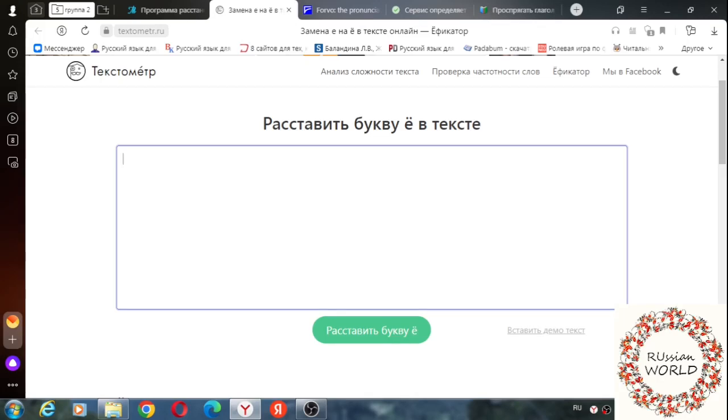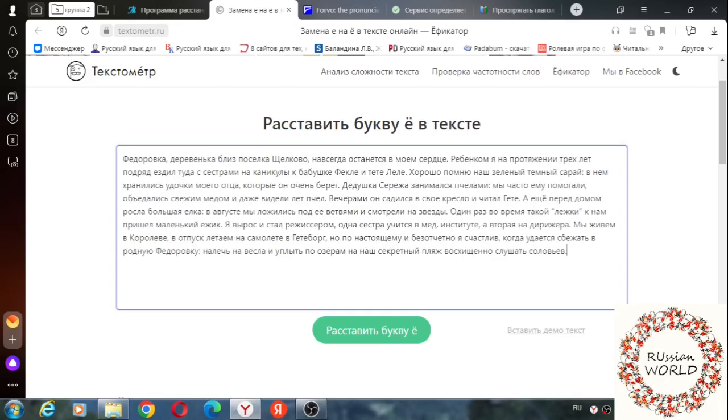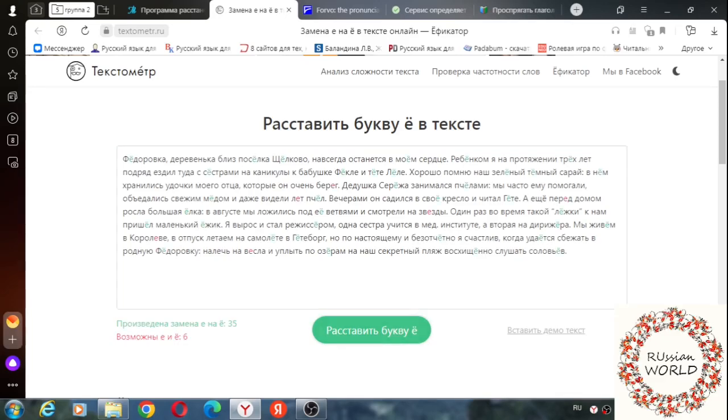Okay, the same as here. You can type some sentence, for example, or you can copy somewhere and paste. I will paste the text and also click the green button, and you will understand which words have letter yo and which ones don't. Here, I want to pay your attention. You can see that some letters have green color and some of them have red color. What does it mean? Green color means that there is letter yo, only letter yo.